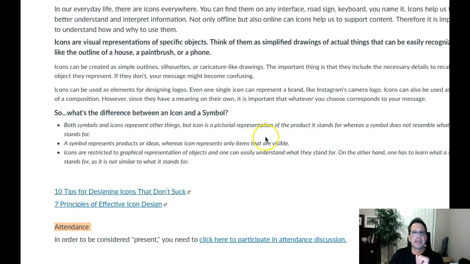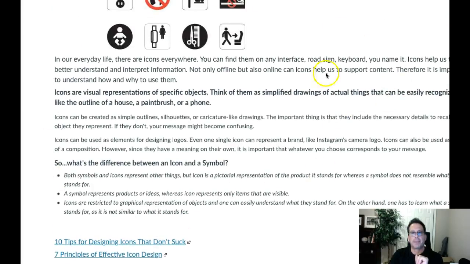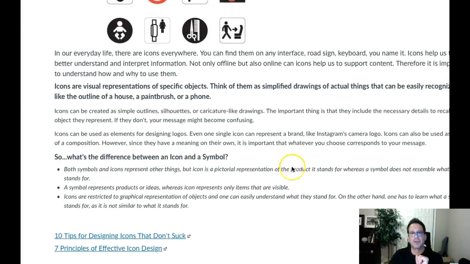Okay, moving on. Here you have 10 tips for designing icons, and then you also have 7 principles of effective icon design. Okay, now here's a little bit about the difference between symbols and icons.